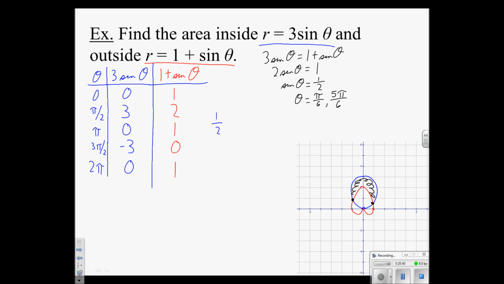So it's 1/2, the blue one was 3 sine theta, so it'd be 1/2 of that function squared d theta. If I were to go from pi over 6 to pi over 2, that would give me the right half, but then I could double it. So that works. So that gives me everything that's inside of the blue graph.